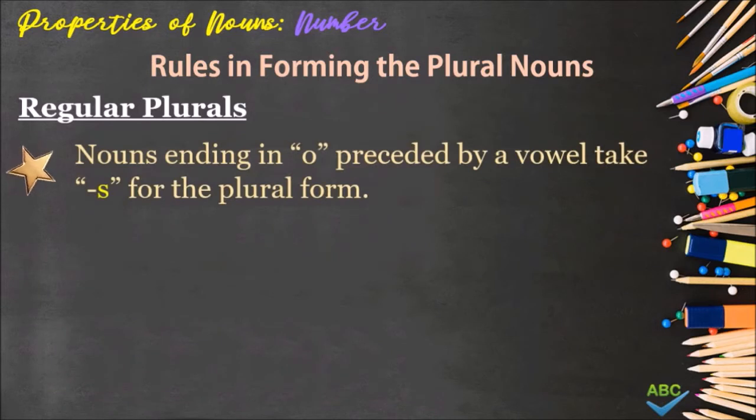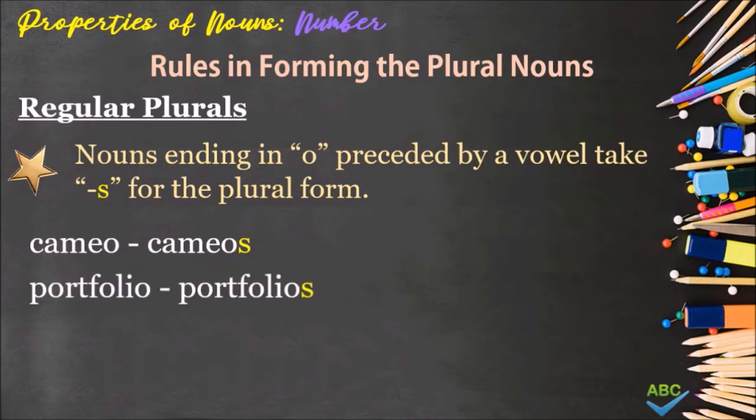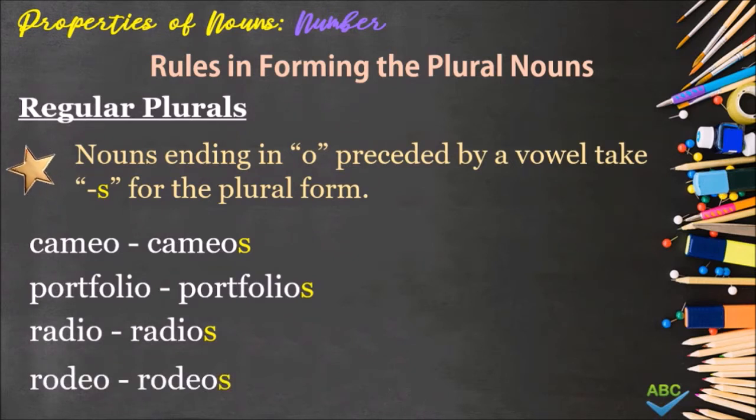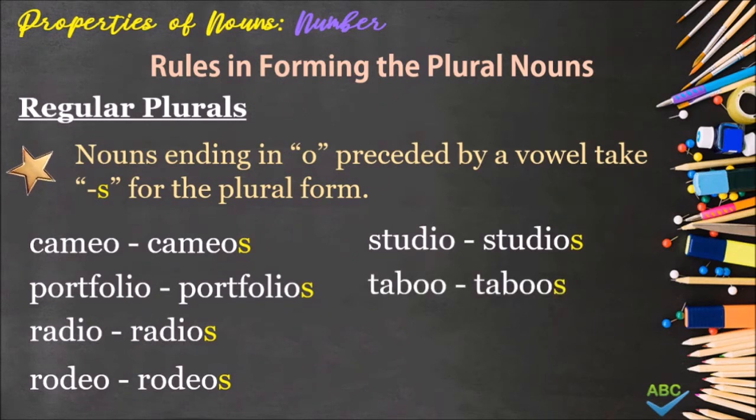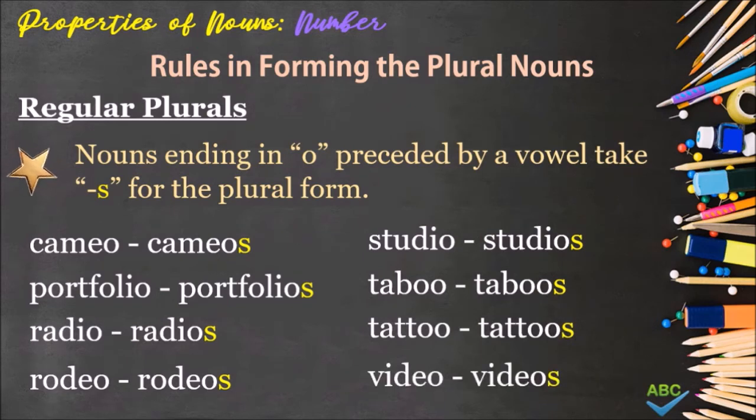Nouns ending in O preceded by a vowel take S for the plural form. For example, cameo, cameos, portfolio, portfolios, radio, radios, rodeo, rodeos, studio, studios, taboo, taboos, tattoo, tattoos, video, videos.